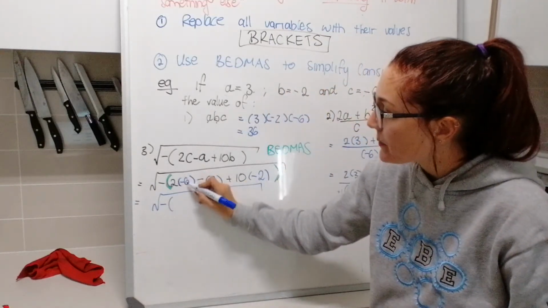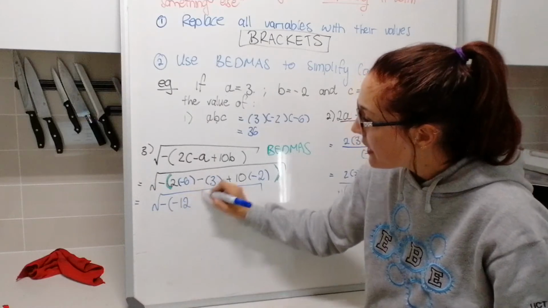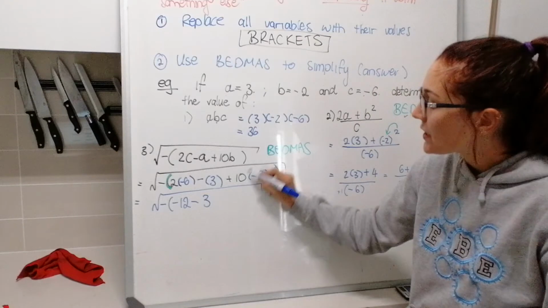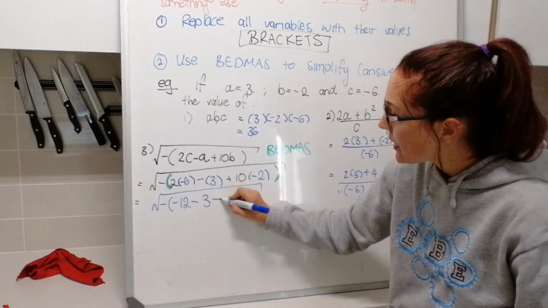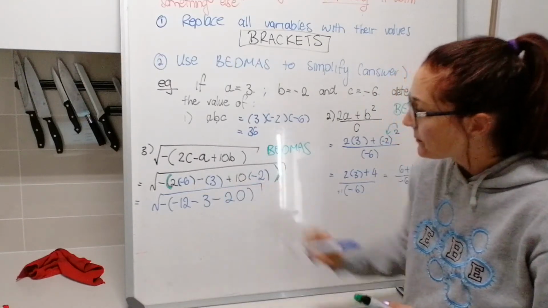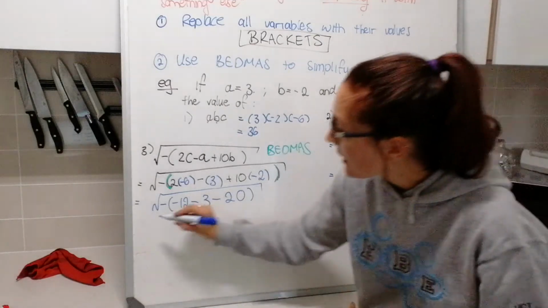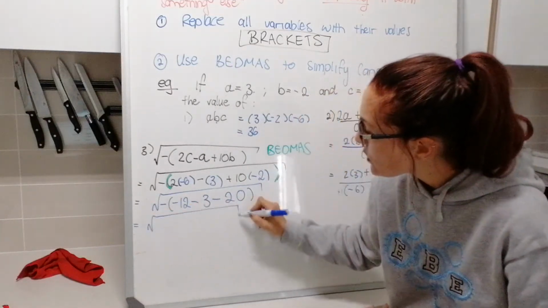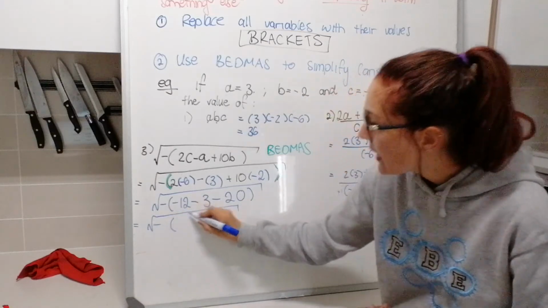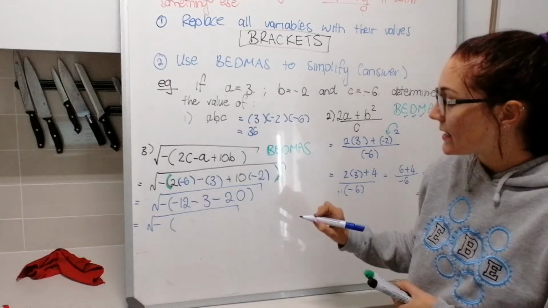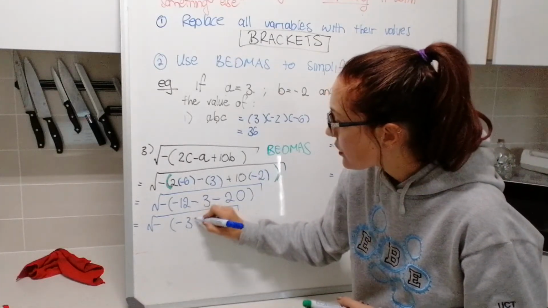Okay, 2 times negative 6 is negative 12. Negative times positive 3 is negative 3. Positive 10 times negative 2 is negative 20. Okay, then addition and subtraction inside those brackets. We're going to have equals square root of negative. Negative 12 minus 3 is negative 15. Minus 20 is negative 35.